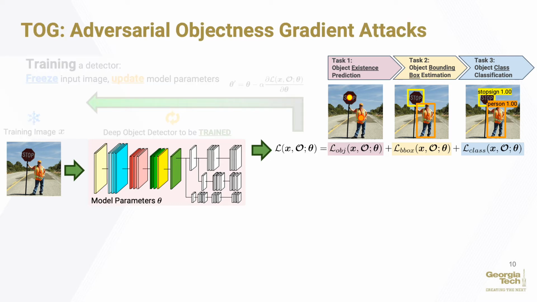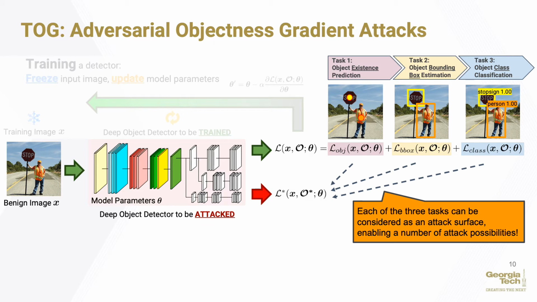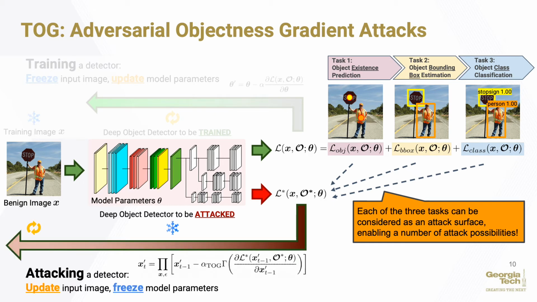TOG also goes through the same procedure, but in this case, we send the image to be perturbed to a trained object detector, which is the victim to be attacked, and compute an adversarial loss. The key challenge in attacking object detection systems is the design of such an adversarial loss, and TOG exploits different combinations of the 3 learning tasks in object detection to define a set of adversarial loss functions with different attack effects. With the adversarial loss, gradients are computed with respect to the input image X, and iterative update is done on the input image while the model parameters remain unchanged.